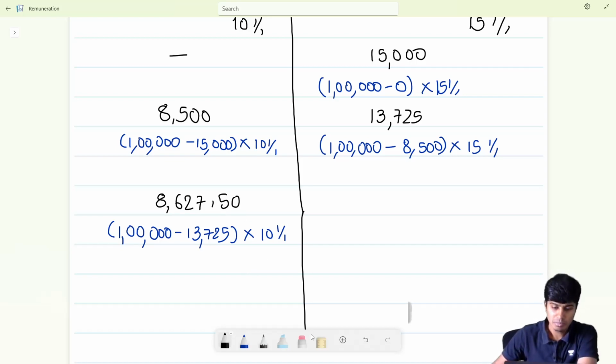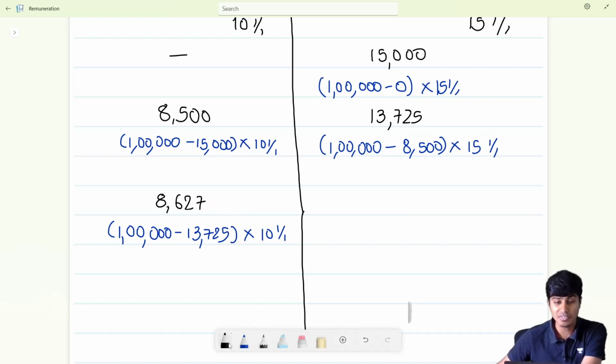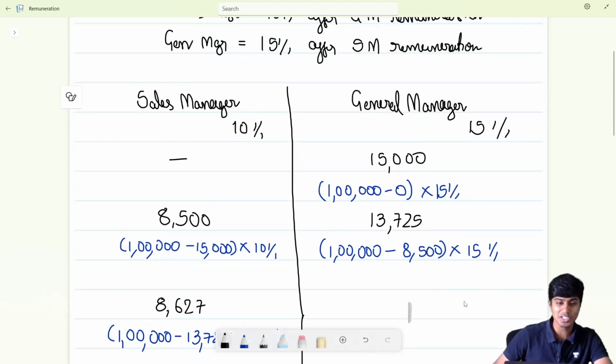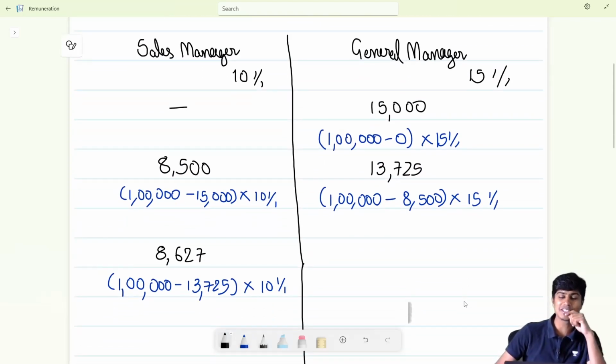This is the answer. Maybe I can take it as 8,627. Let's keep it round. If I say 8,627 is my remuneration of sales manager, then the general manager's remuneration will no longer be 13,725. Why? We computed 13,725 assuming sales manager's remuneration to be how much? 8,500. If our sales manager's remuneration changes from 8,500 to 8,627, our general manager's remuneration will also change.